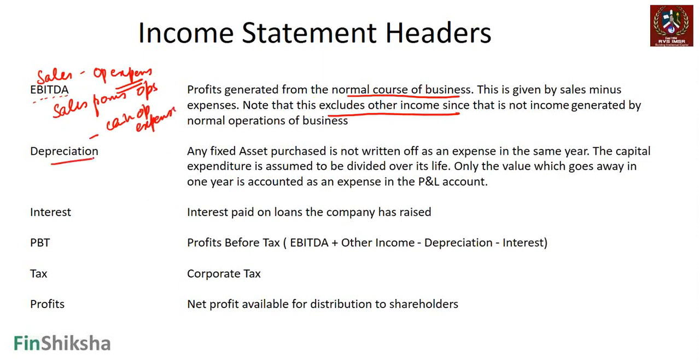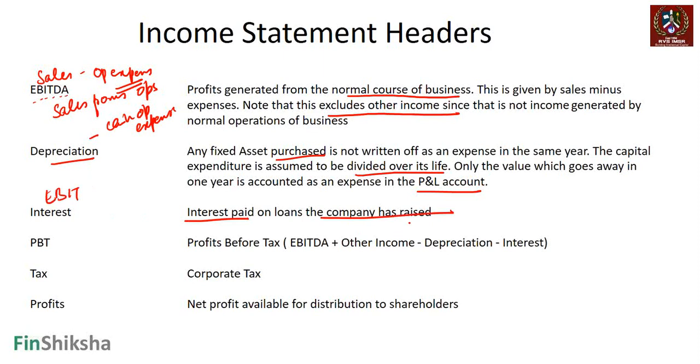From that, you subtract depreciation. And again, something that we're going to look at in more detail. Any fixed asset purchased is not written off as an expense in the same year. The expenditure is assumed to be divided over its life. Only the value which is written off in 1 year is accounted as an expense, right? Which goes away in the first year is going to get accounted in the P&L as the expense. Then you get EBIT, from which you can pay the interest.